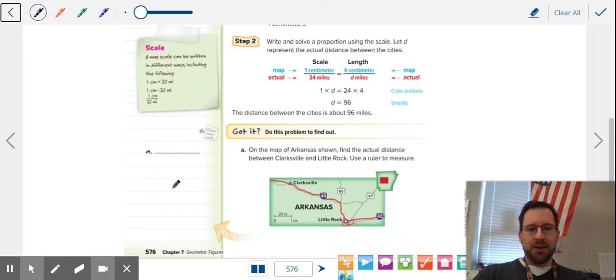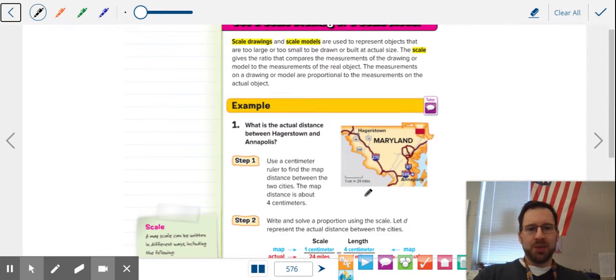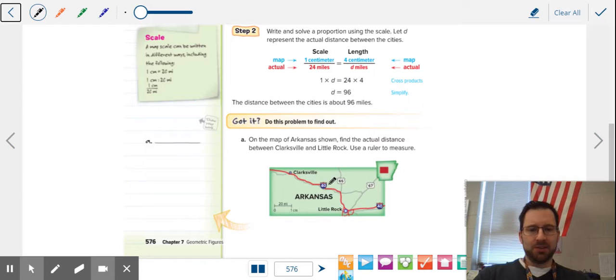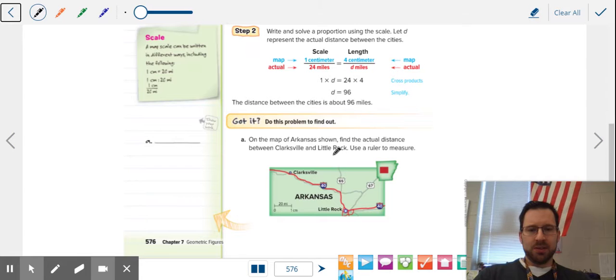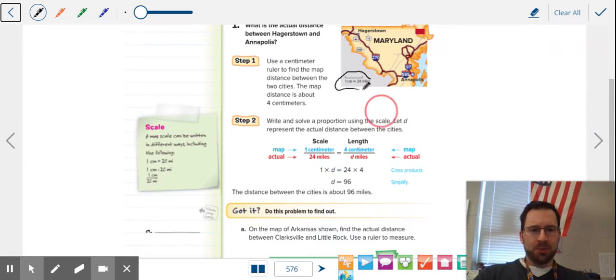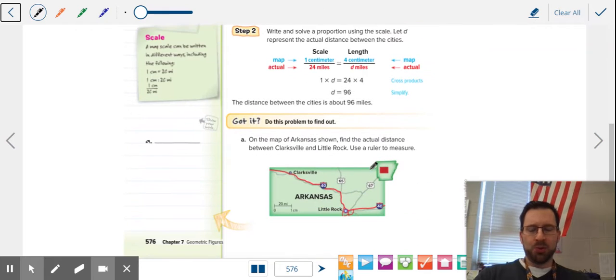First off, how do we find the actual distance between these two places here in Arkansas? We want Clarksville and Little Rock. Now it says to use a ruler to measure. We know that the scale is 1 centimeter equals 24 miles. So you need to have a ruler with centimeters, which is going to be a little tough.